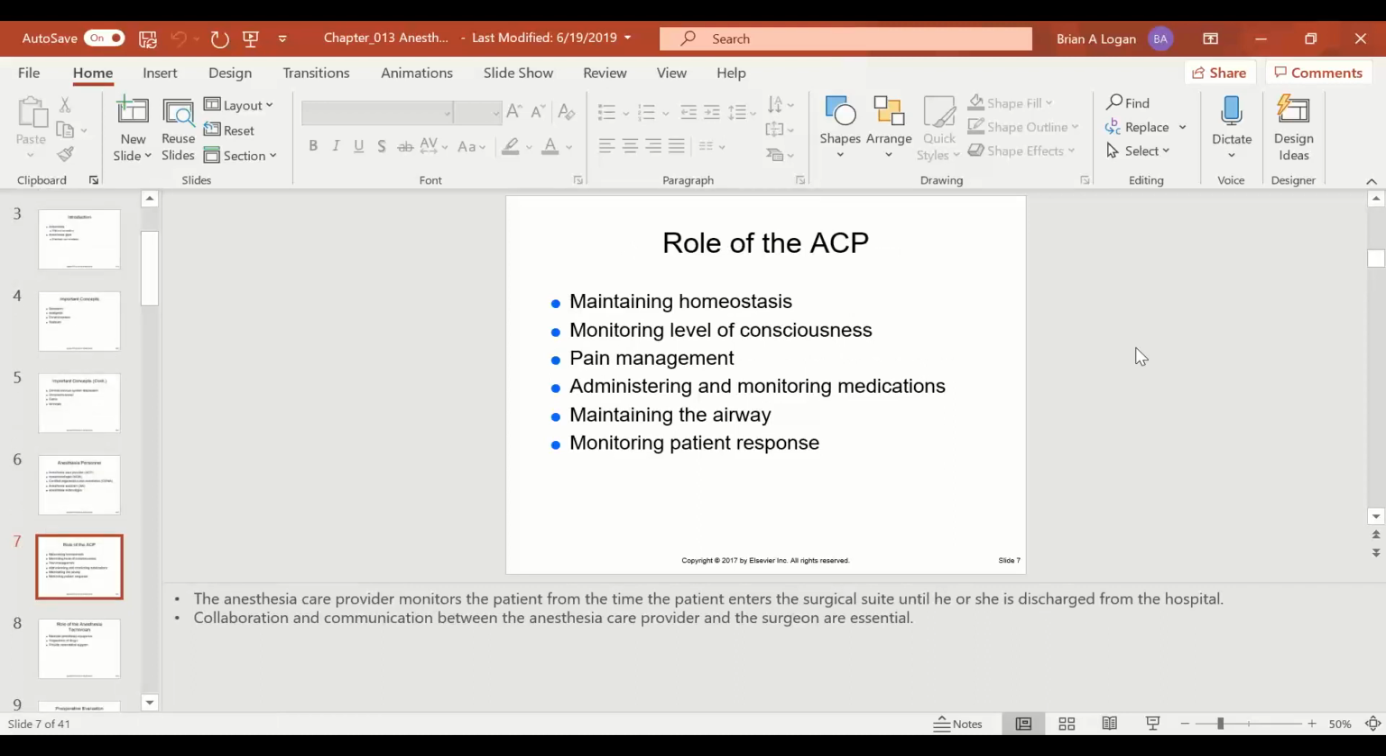Your role as an anesthesia care provider is maintaining that homeostasis, right? Monitoring the level of consciousness, right? Did we want this patient completely out? Are they supposed to just be sedated, right? Are they starting to kind of wake up? Usually, what happens when you're just starting to wake up, right? You kind of start to move a little bit more in your sleep and things like that.